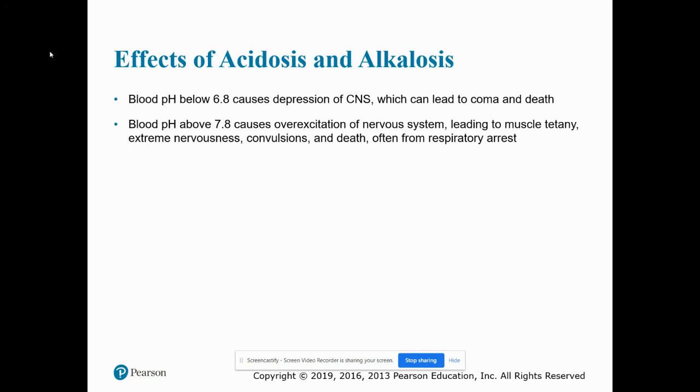So the effects of acidosis and alkalosis. Remember, blood pH has to be maintained within a pretty narrow range. And if it gets below 6.8, it causes depression of the central nervous system, which can lead to coma and death. pH above 7.8 causes overexcitation of the nervous system, which can lead to muscle tetany, extreme nervousness, convulsions, and death, often from respiratory arrest.